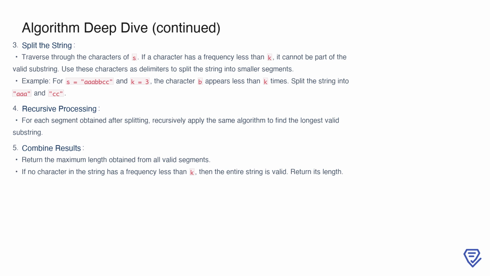After splitting, we recursively apply the same algorithm to each segment to find the longest valid substring within them. Finally, we combine the results from all segments by returning the maximum length among them. If no characters have frequencies below k, the entire string is valid, and we return its length directly.